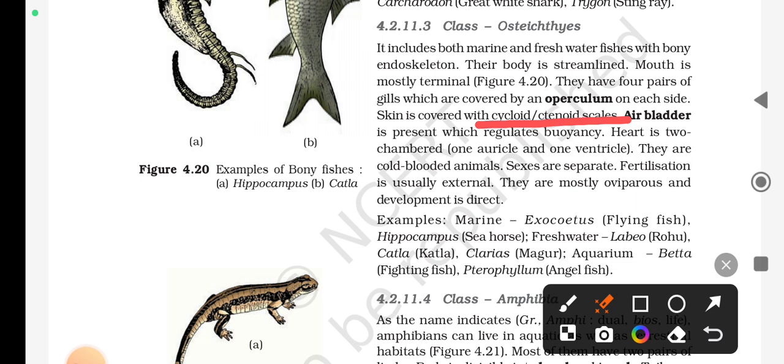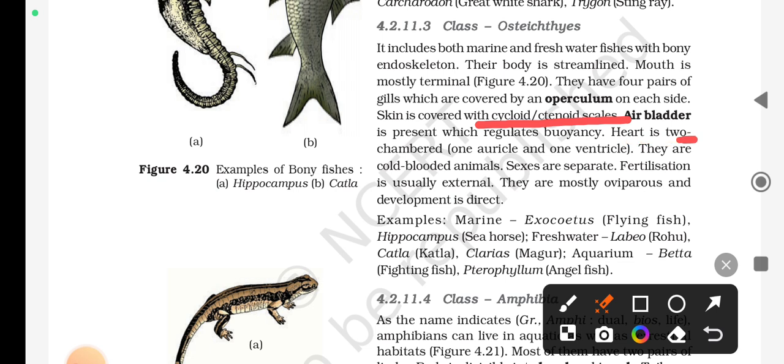Do you understand what I told you? I repeat again. Chondrichthyes didn't have an air bladder. Osteichthyes have an air bladder. That means cartilaginous fish, which don't have an air bladder, can sink if they stop swimming. But Osteichthyes have an air bladder. If they stop swimming, the air bladder regulates buoyancy and they don't sink.